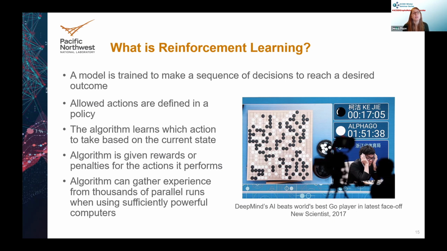But this game-like situation leads the algorithm to learn the best possible moves to take over time to maximize its reward. And so it can experience thousands of parallel runs all at once when using sufficiently powerful computers. So it can essentially play tens of thousands of games to try and learn how this game works. And it's really up to the model to figure out how to perform the task to maximize the reward. So it can end up showing very unusual but sophisticated tactics to reaching its goal, things humans wouldn't normally think about.